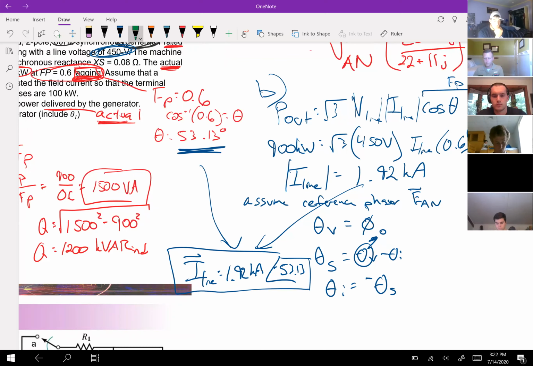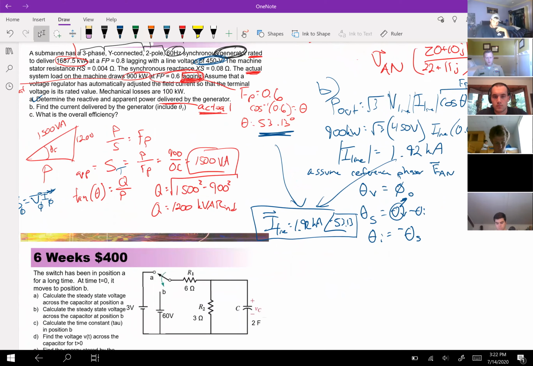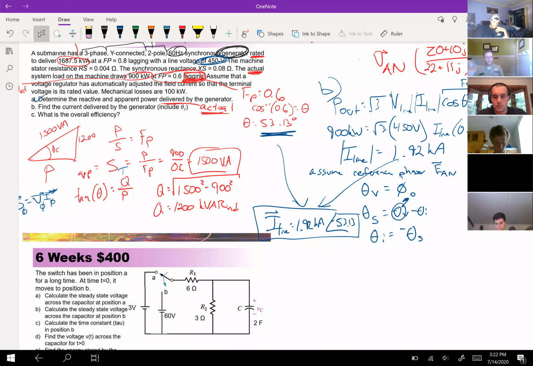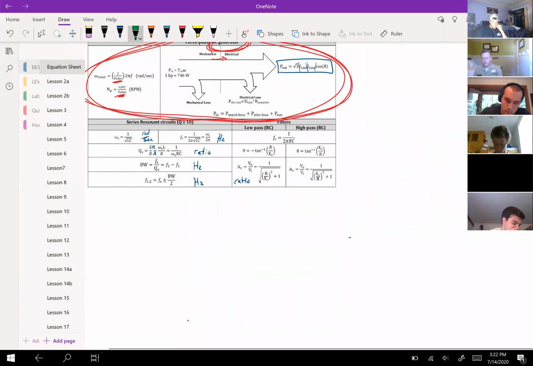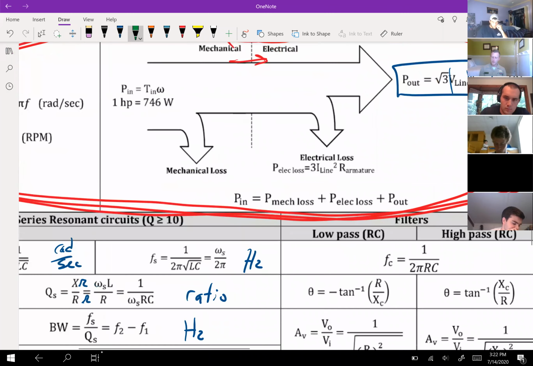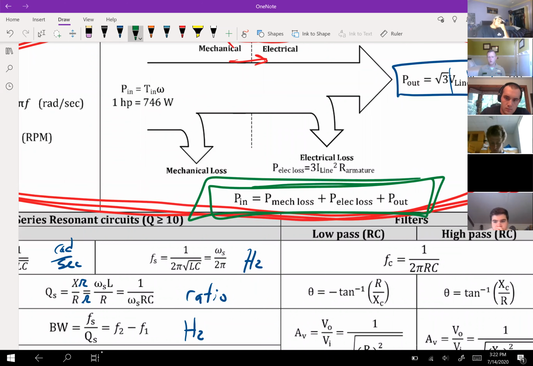That stuff up above in red is from the last problem. Okay, the last one says, what is the overall efficiency? What is efficiency? C, efficiency is P out over P in. I know P out, 900 kilowatts. I don't know P in. On the equation sheet, right inside of here, I can get P in by adding up my mechanical loss, my electric loss, and my P out.